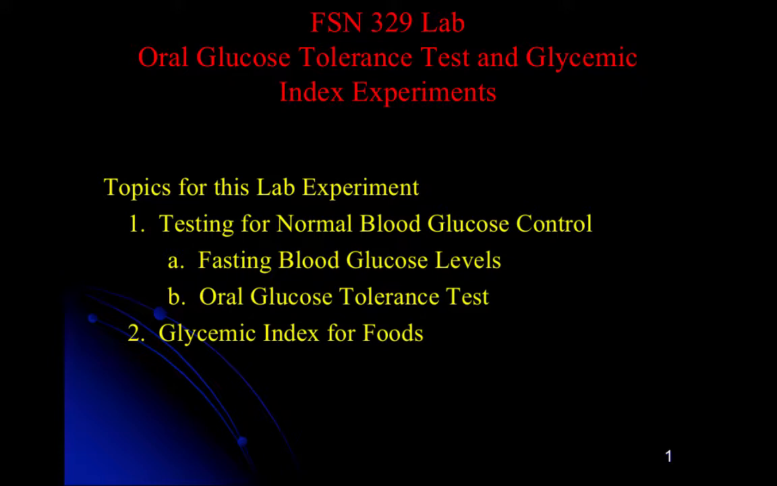And the last one's GLUT5. Remember, GLUT5 transports fructose. It's on intestinal cells. That's it. Good there? So the glucose is going into tissues that have these glucose transporters. Because insulin went up, GLUT4 is activated. So most of that glucose should go into muscle.